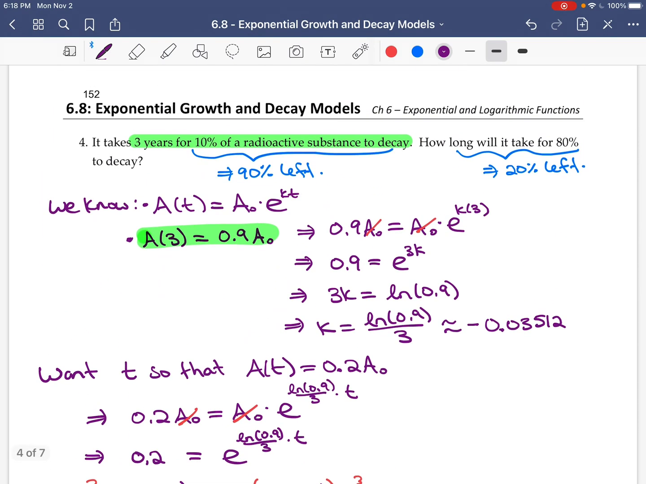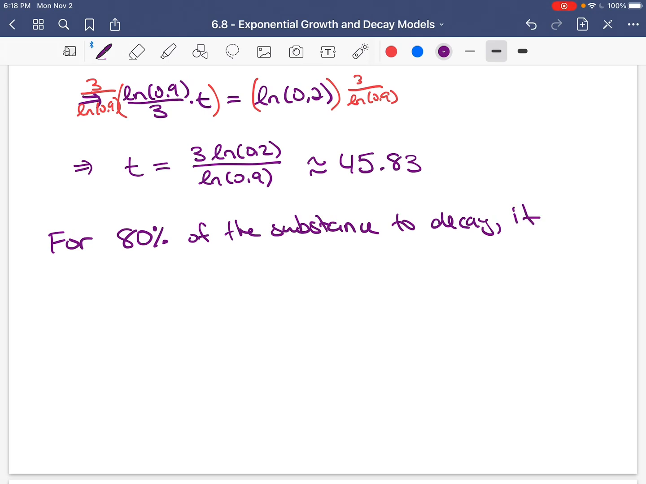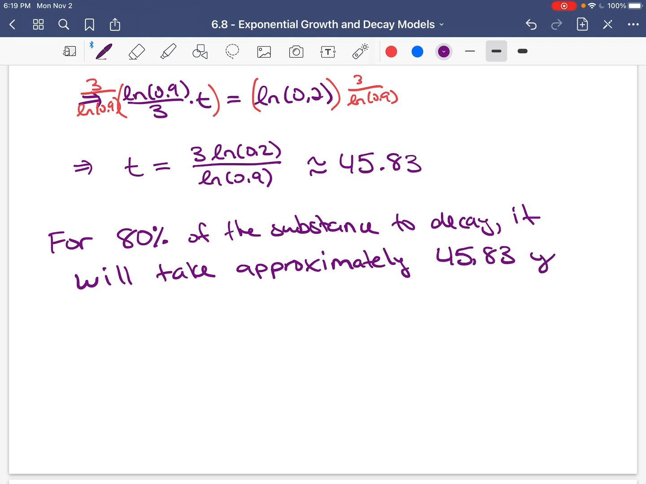Okay, so for 80% of the substance to decay, it will take approximately 45.83 years, because T was in years there.